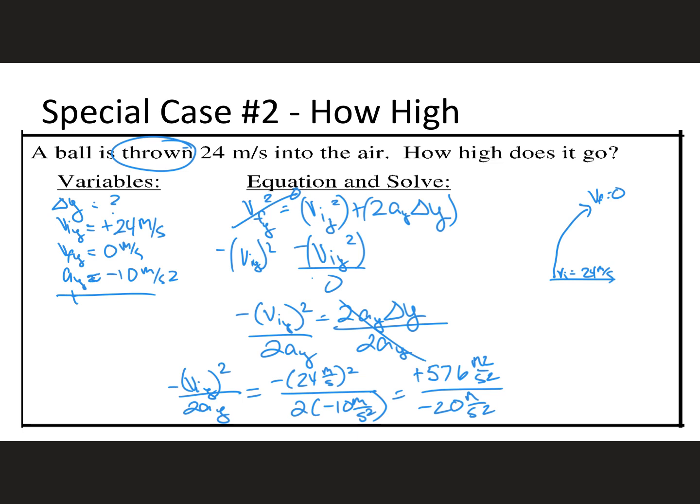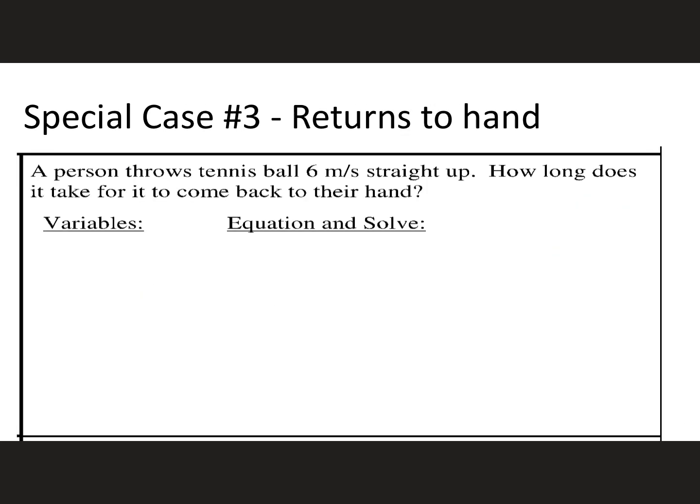All right, the two negatives, negative and negative, turn into 1. Second squared. That's 1. And then one of our meters will cancel out the meters on bottom. And 576 divided by 20, that becomes 28.8 meters, our vertical displacement. All right, that's our second case. That's our how high.